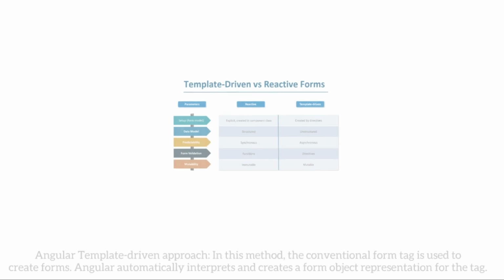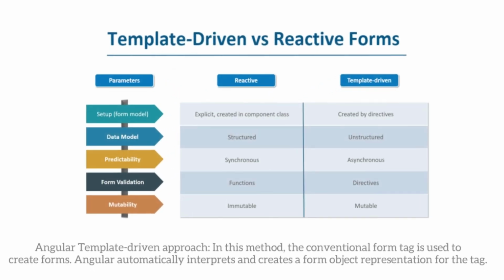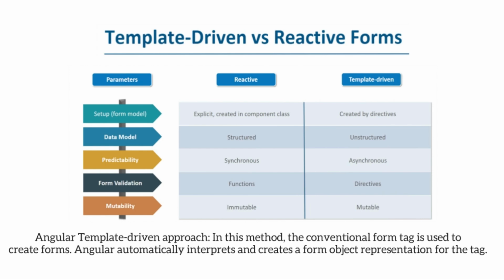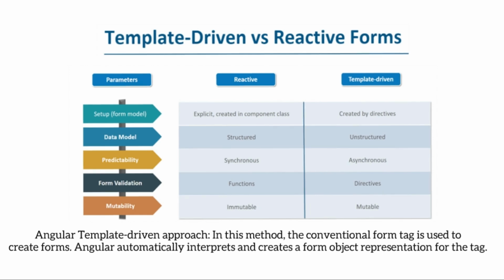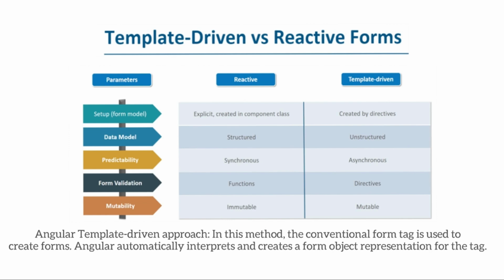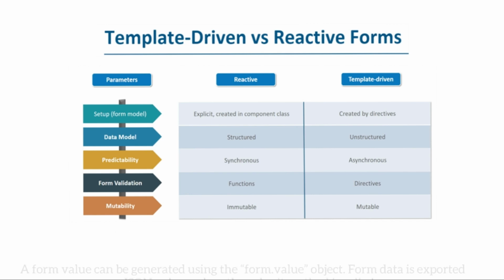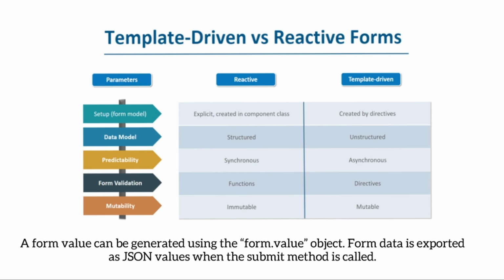Angular template-driven approach. In this method, the conventional form tag is used to create forms. Angular automatically interprets and creates a form object representation for the tag. Controls can be added to the form using the ngModel tag. Multiple controls can be grouped using the ngControlGroup module. A form value can be generated using the form.value object. Form data is exported as JSON values when the submit method is called.